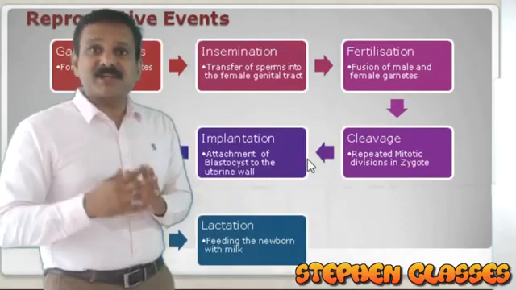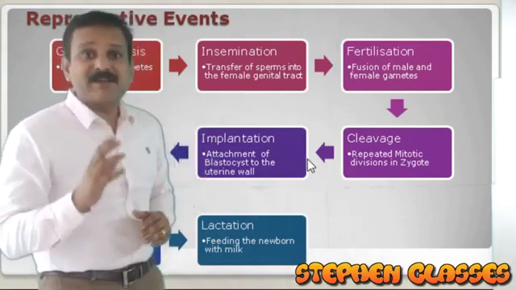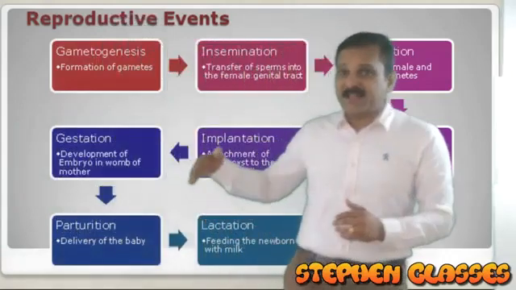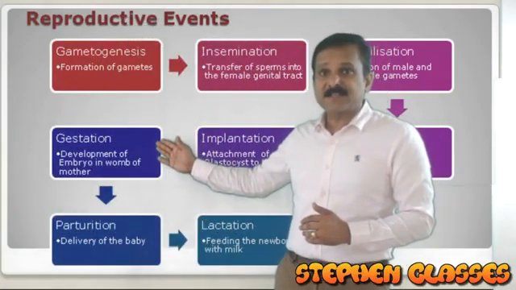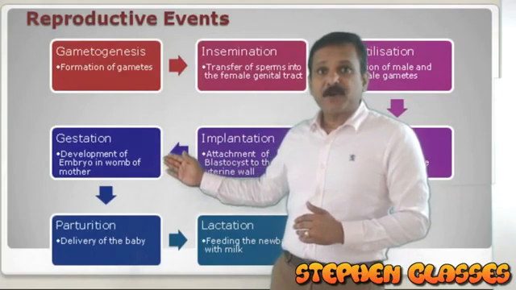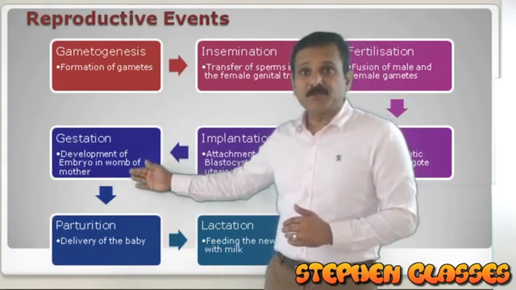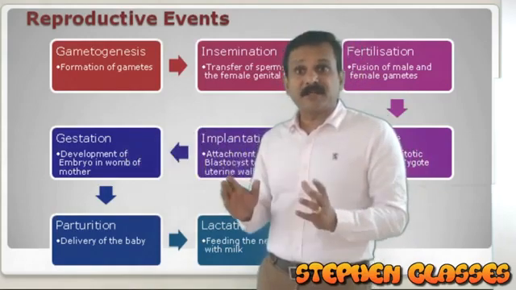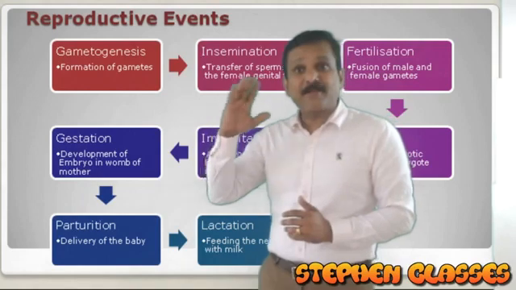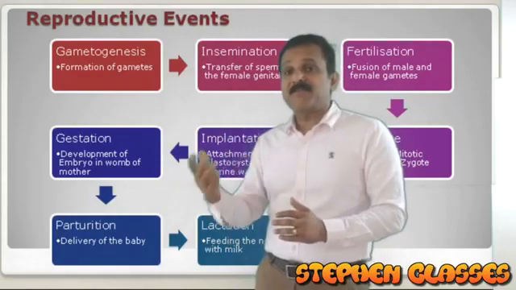And after implantation, what will happen? After implantation, the embryo will develop in the uterus of the mother. And that development of the embryo within the uterus of the mother is termed gestation. So gestation is the development of the embryo in the womb of the mother. Uterus is also called the womb. So inside the womb of the mother, the embryo will develop. That will take 9 months for development. So these 9 months of gestation will happen further.